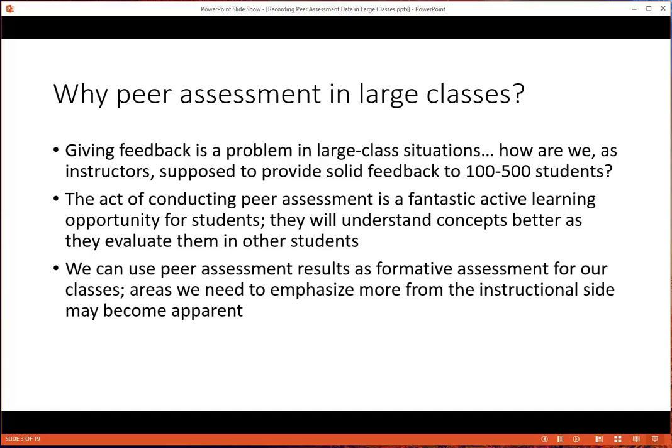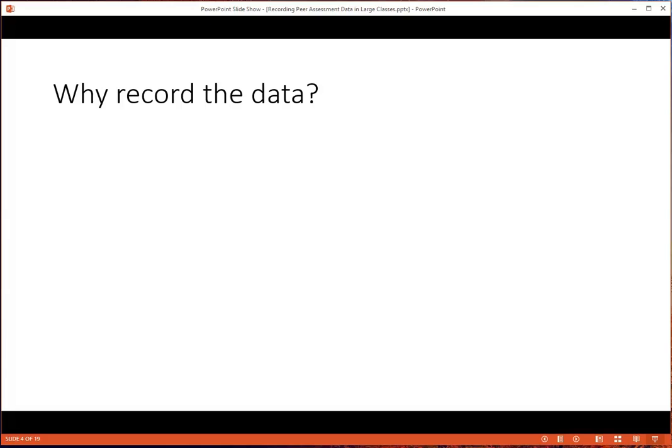This idea of peer assessment results, especially if you're able to record them, like in this presentation, gives you some formative assessment data. I find in large class situations, it's very easy to, as an instructor, look at that sea of faces and have a really hard time telling if people are understanding really well, not understanding at all, or somewhere in the middle. Some sort of assessment data lets us look for the strengths and weaknesses in our teaching and maybe some things we need to emphasize or change in the future.